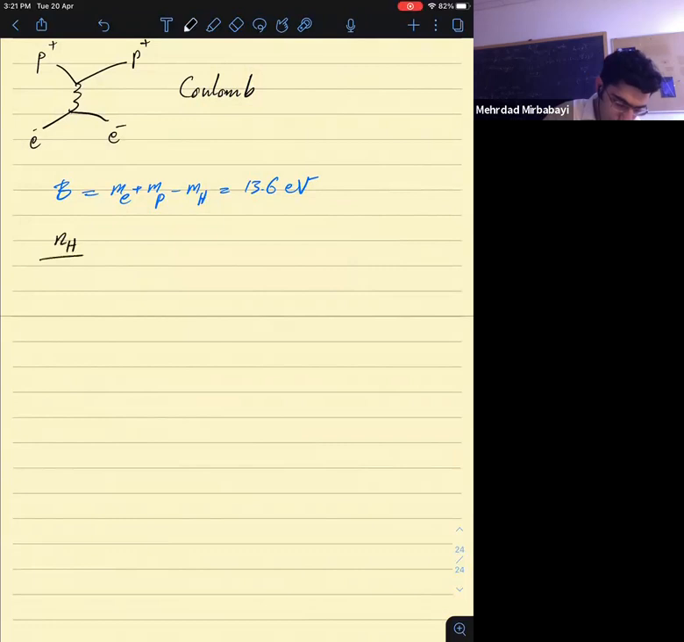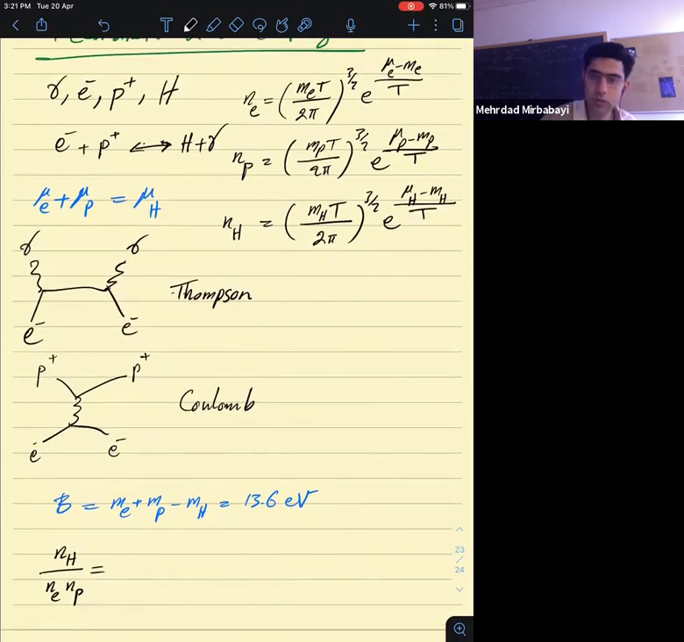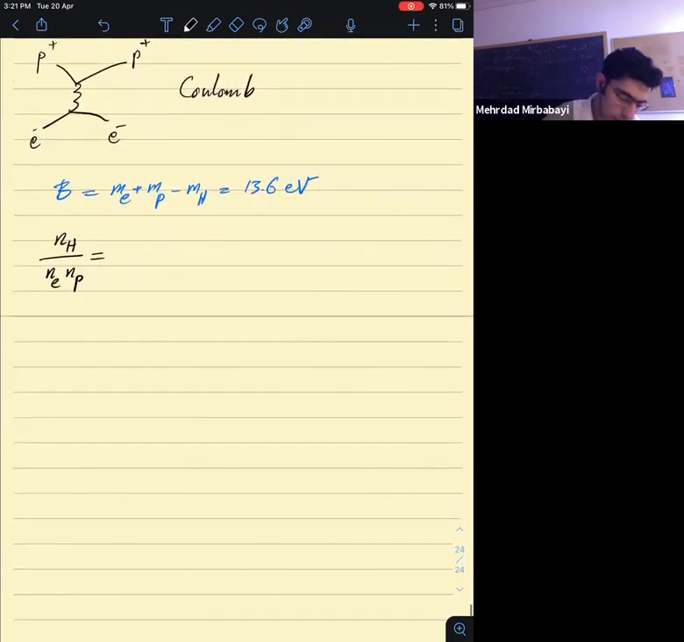If I divide n_H by n_e times n_p, then because of the relation between the chemical potentials, in this ratio the chemical potentials will cancel with each other. So what we get is (2π over m_e T) to the 3/2. Now in the prefactor, I am setting the mass of the hydrogen atom to be the same as m_proton. Importantly, I'm not doing the same thing in the exponent, but it's safe to do it in the prefactor. It doesn't matter.